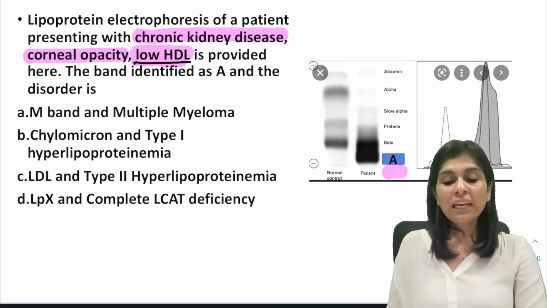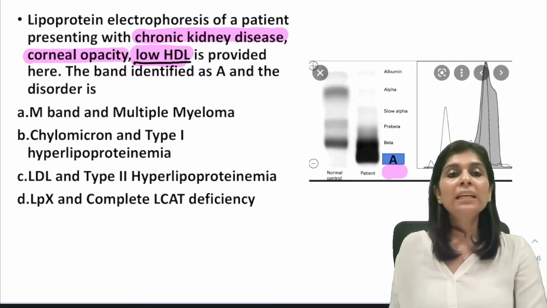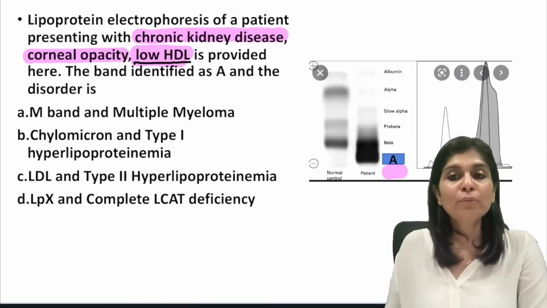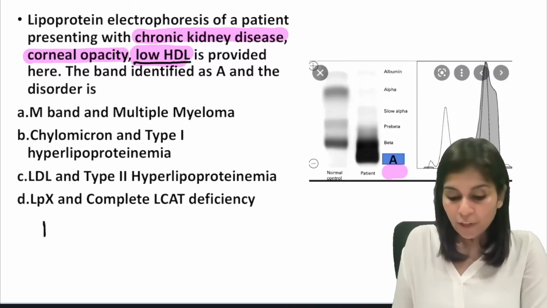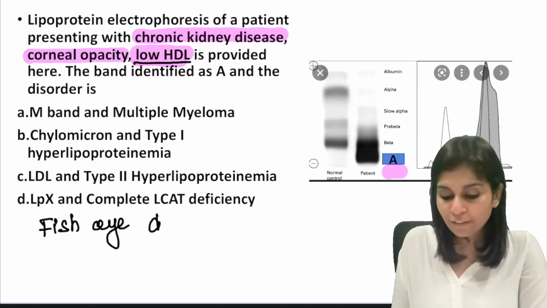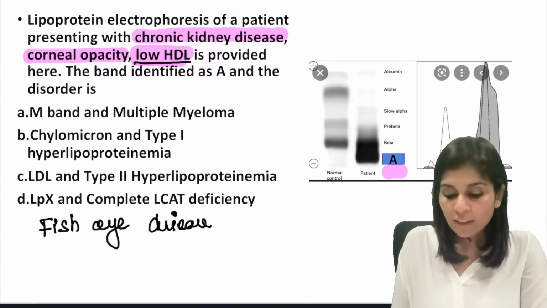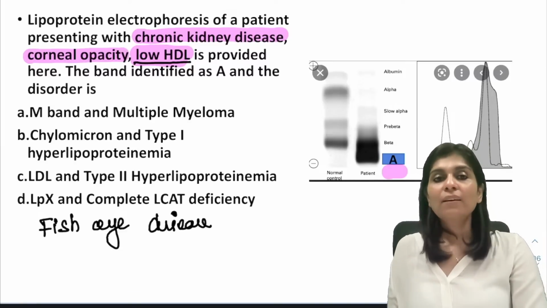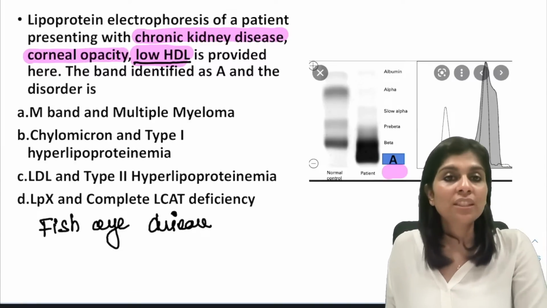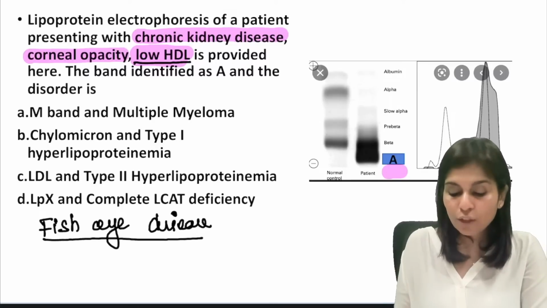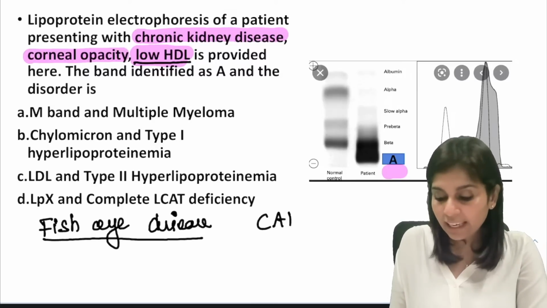Yes. So corneal opacity. Can you call somebody with corneal opacity to suffer from fish eye disease? Corneal opacity is called fish eye disease. What is the favorite food of cat? Favorite food of cat is fish, right? So fish eye disease is caused by what? Cat, LCAT deficiency. Do you all understand this?